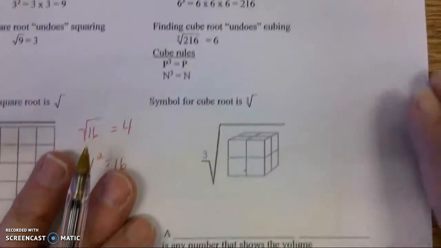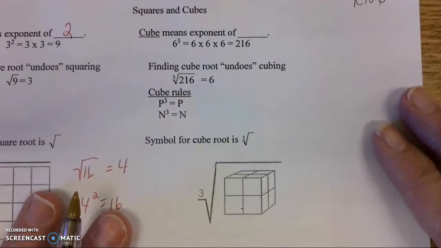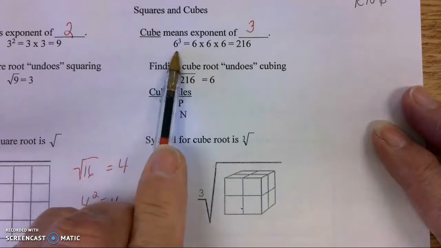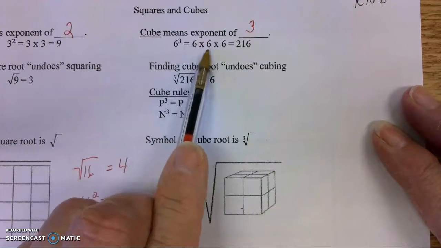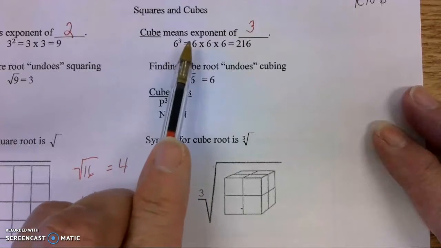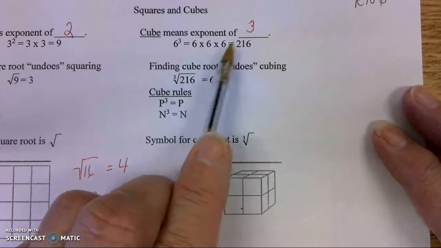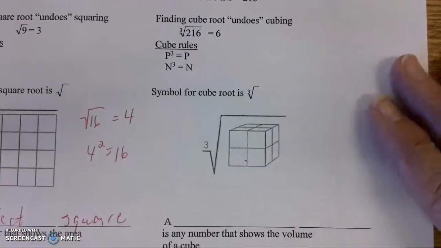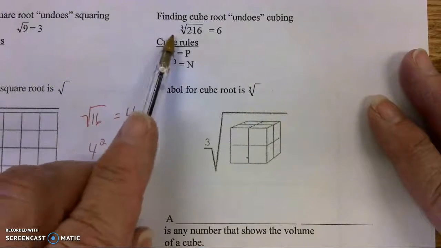All right, let's look at cubes. Cubing, or a cube, means an exponent of 3. So 6 to the 3rd power is 6 times 6 times 6. My base is 6. It's being used as a factor 3 times. It equals 216. So finding the cube root undoes cubing.